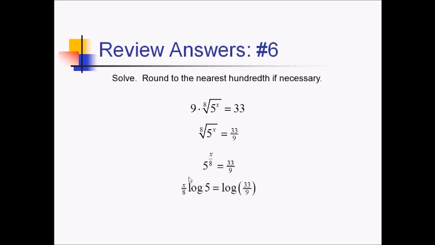And now I just have to isolate x itself here. So I'm going to divide by log of 5 and multiply both sides by 8. X then is going to be 8 times the log of 33 over 9, all of that divided by log of 5. And now I need the calculator.